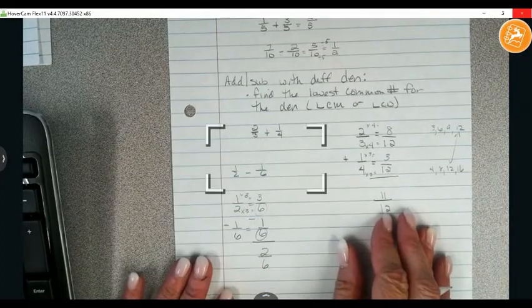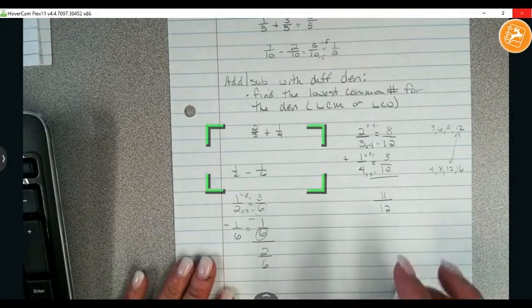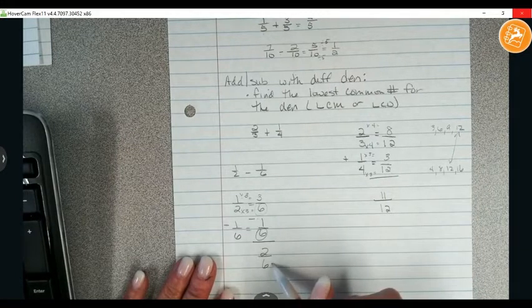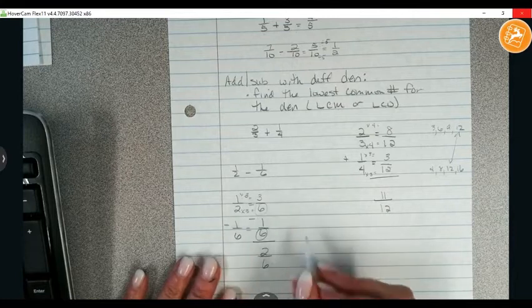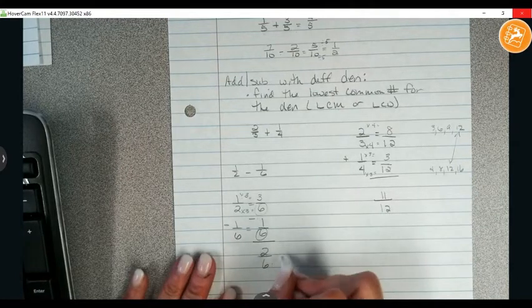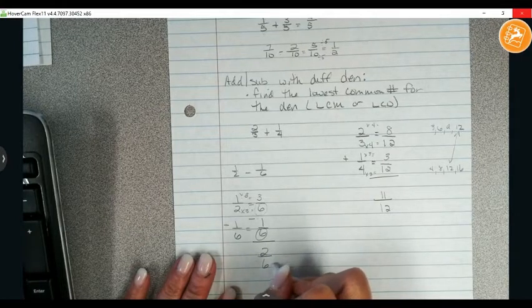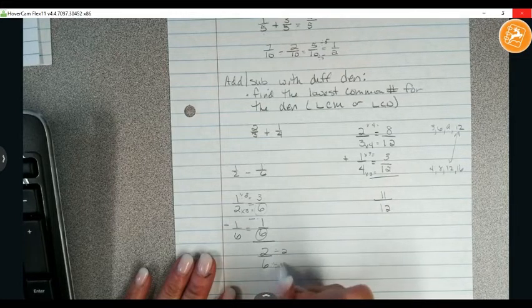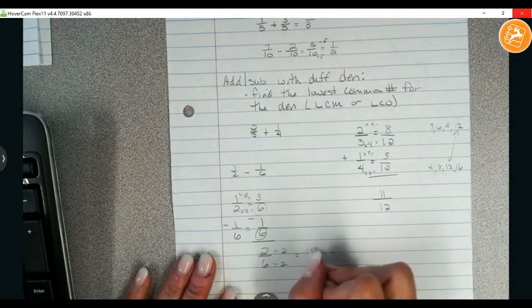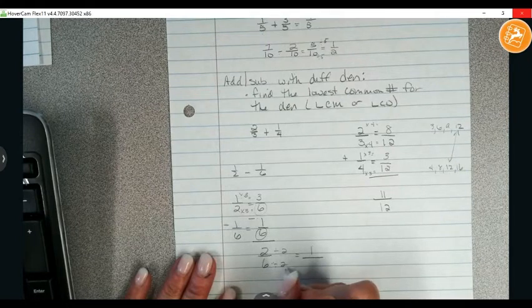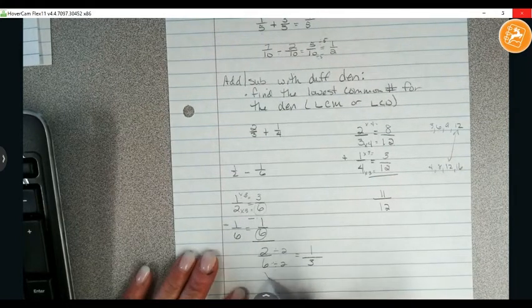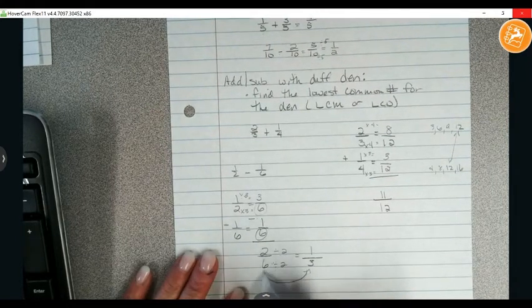Okay, so the only thing about this is we need to simplify it now because it is not a simplified fraction. What we do is think of what number we can divide into 2 and into 6 that will simplify it. That number would be 2. So 2 divided by 2 is 1. 6 divided by 2 is 3. So 2/6 and 1/3 are equivalent.